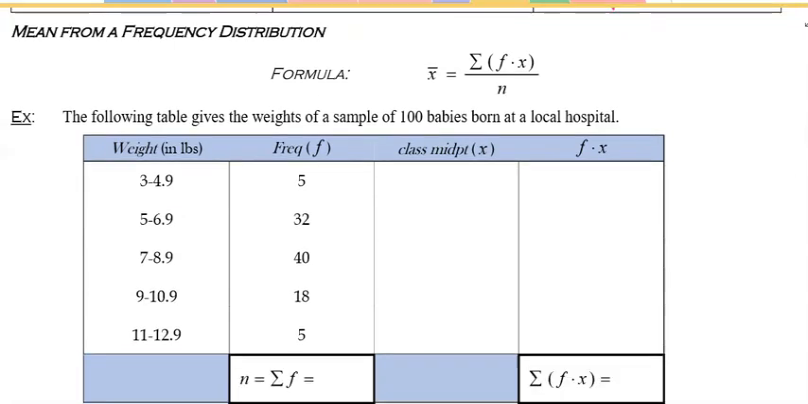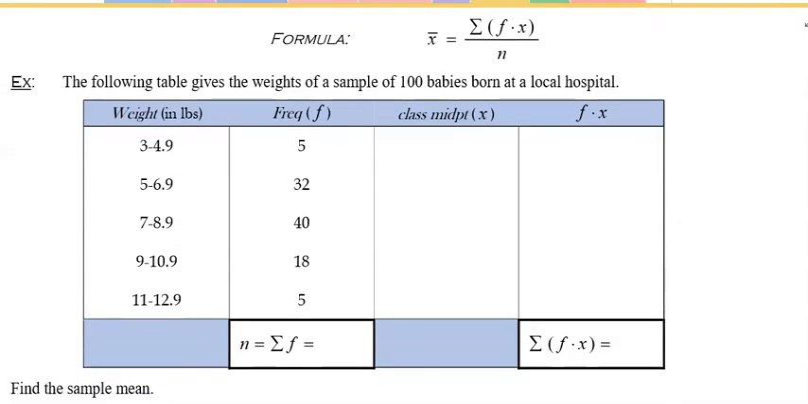Now, sometimes we have a table with a frequency. That is, the following table gives the weight of a sample of 100 babies. It's very hard to list 100 babies. Instead of looking for the specific weight, you start giving an interval. You say how many babies weigh between 3 and 4.9 pounds. Well, 5 babies weigh between 3 and 4.9 pounds.